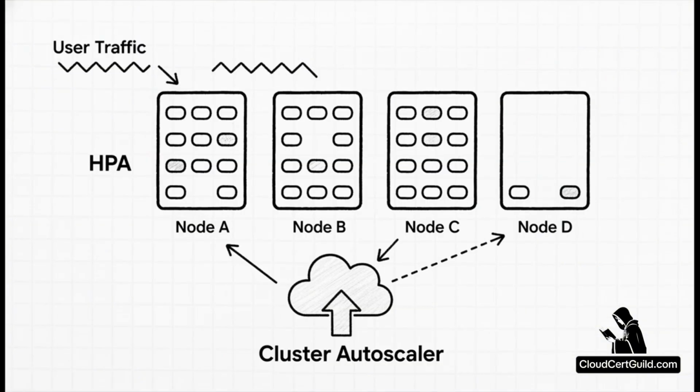So the huge takeaway here is that you use these two together. The HPA scales your application, the pods, your checkout lanes, and the cluster autoscaler scales your infrastructure, the nodes, the supermarket building. When you combine them, you get this beautiful, fully automated system that just expands to meet any demand, and then, just as importantly, shrinks back down when things get quiet, which saves you a ton of money.